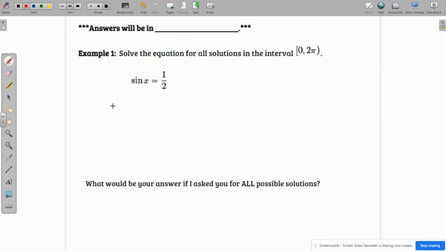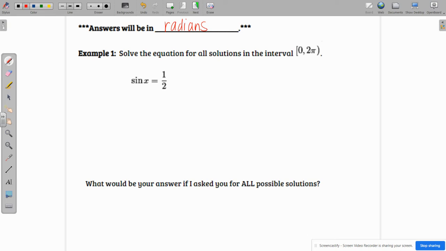In this tutorial, we're going to discuss solving trigonometric equations. And just so that we can all talk in the same units, we are going to work strictly in radians in this particular unit. That doesn't mean that there aren't answers in degrees as well, but we're just going to work with radians. Example 1, solve the equation for all solutions on the interval 0 to 2 pi.